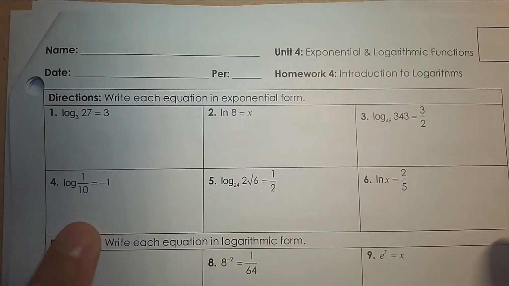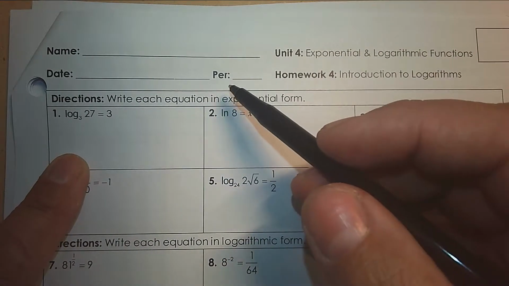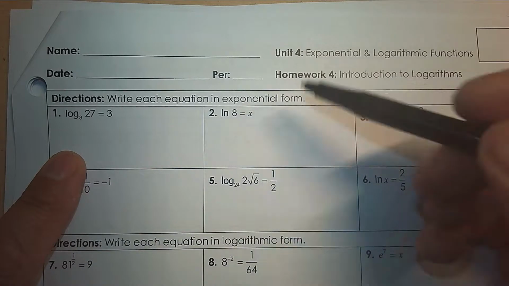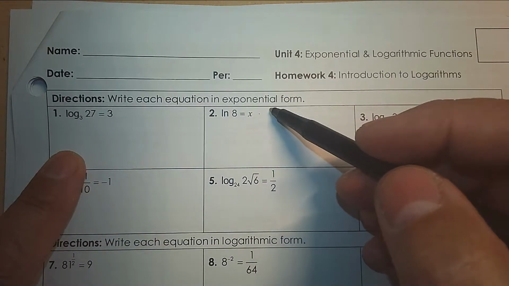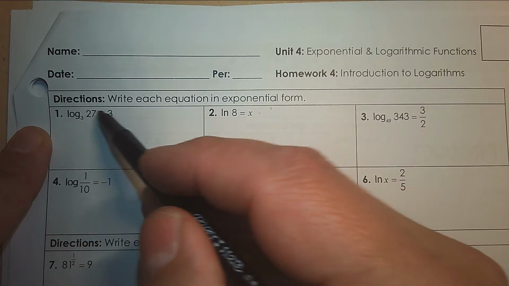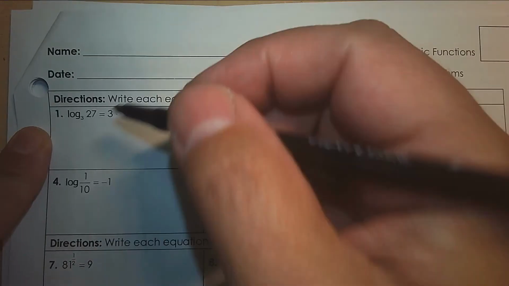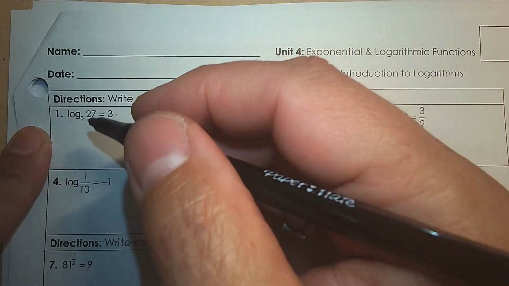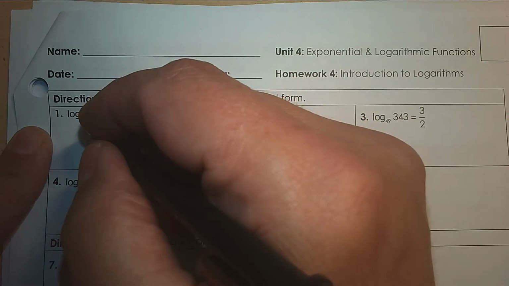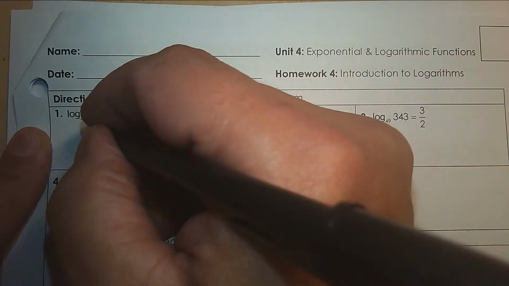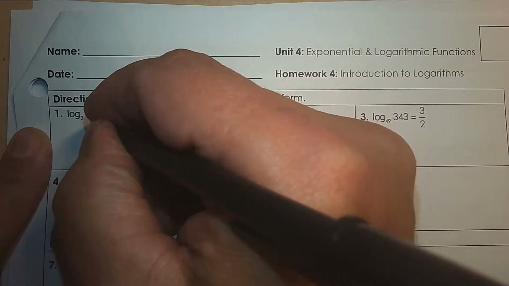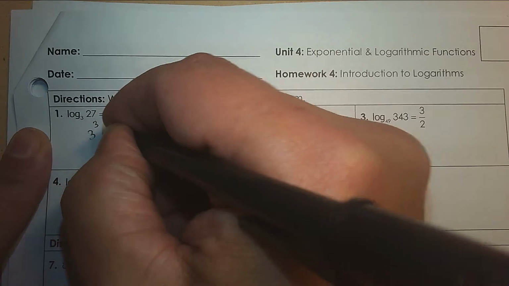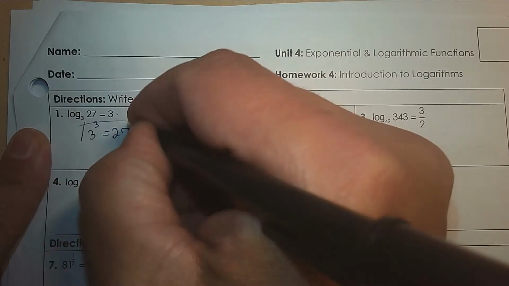All right, are you able to write a logarithmic equation as exponential form? Do you understand there are three parts to it? So let's go one part at a time. We have the base, we have the exponent, and the answer part. So the base is 3, the exponent is 3, and the answer is 27. They're equivalent.